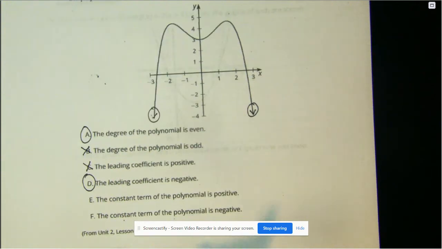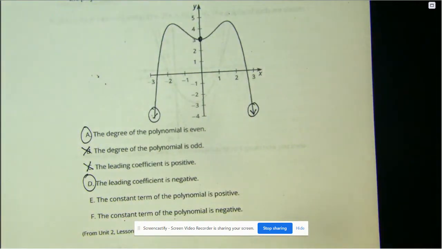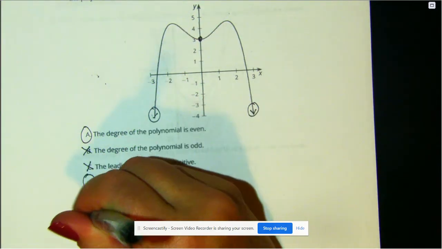Letter E. So the constant is the y-intercept. So you can see the y-intercept's at 3, so it's positive, not negative.